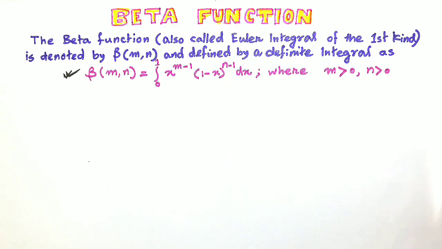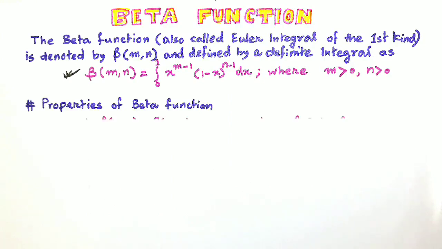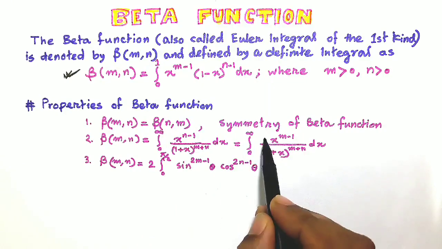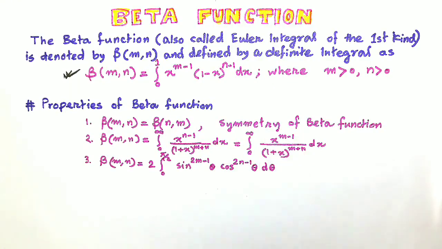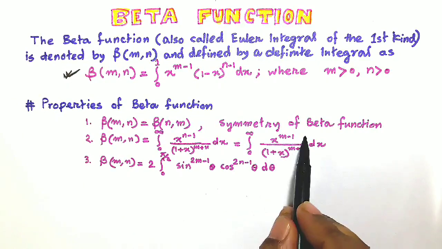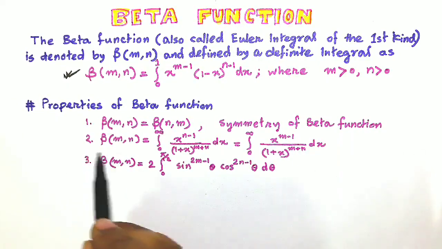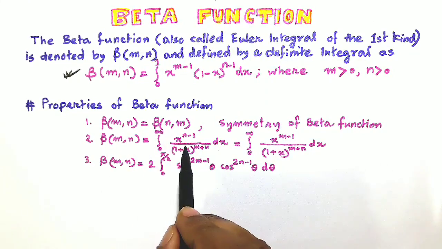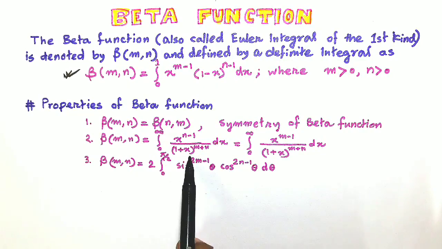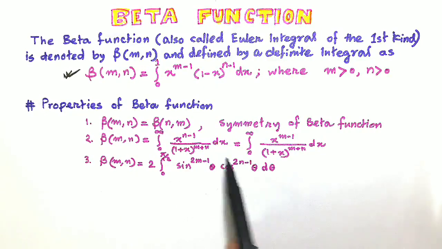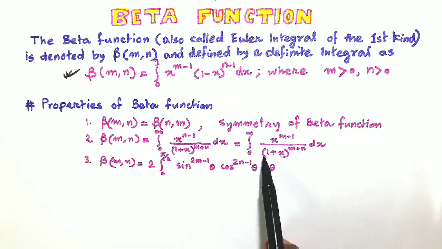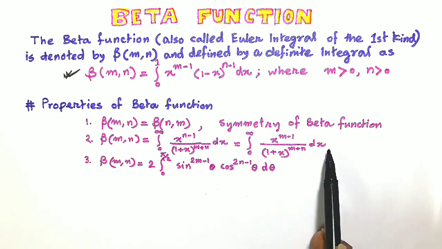Now friends, what are the properties of the beta function? The properties are respectively: beta(m,n) is equal to beta(n,m). This is the property of symmetry, that means symmetry also holds in the beta function. Number 2, beta(m,n) is equal to the integral from 0 to infinity of x to the power n minus 1 upon (1 plus x) whole power m plus n dx, which is equal to the integral from 0 to infinity of x power m minus 1 upon (1 plus x) whole power m plus n dx.